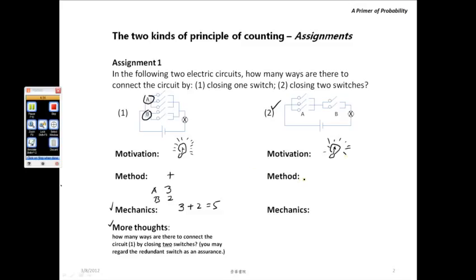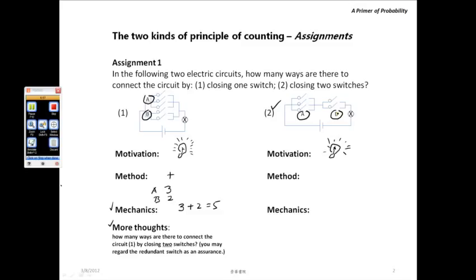can you connect the circuit by closing the 2 switches only from B, or the 2 switches just from A? No, you can't. You can only connect a so-called series circuit. This one is a series circuit by closing 1 switch from A and 1 switch from B.